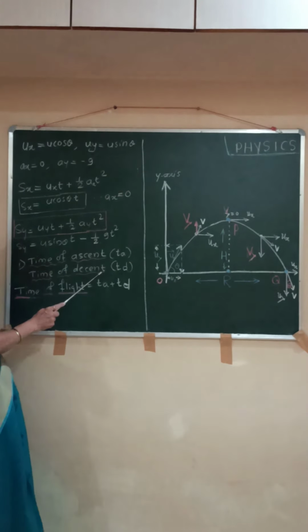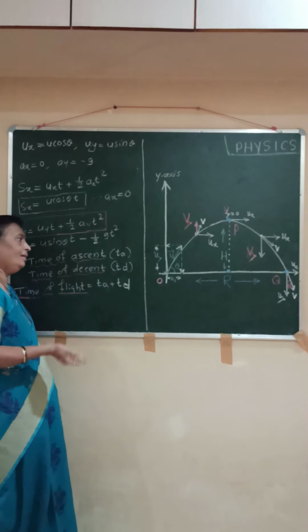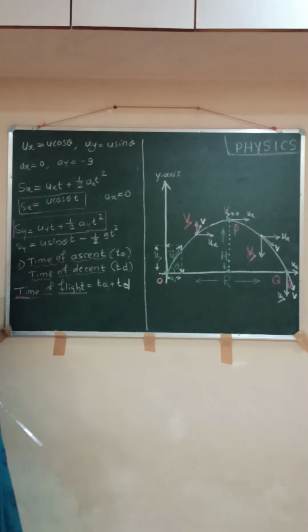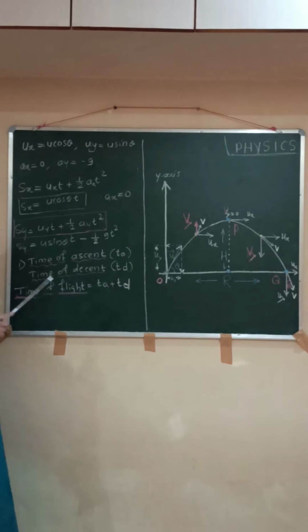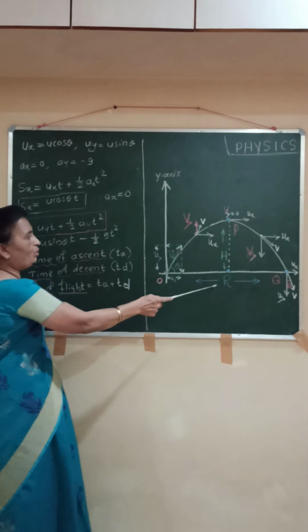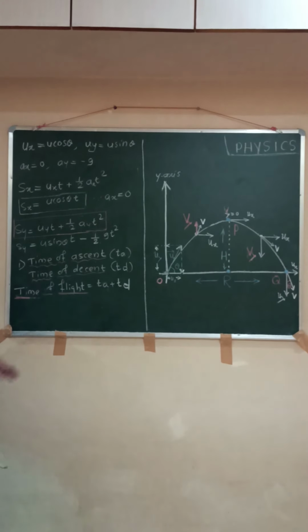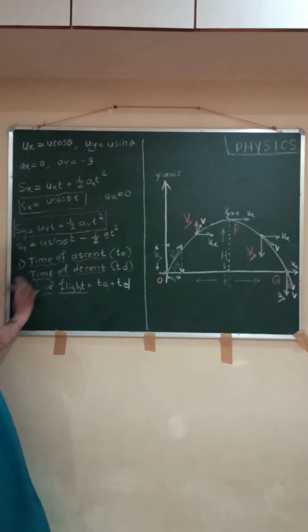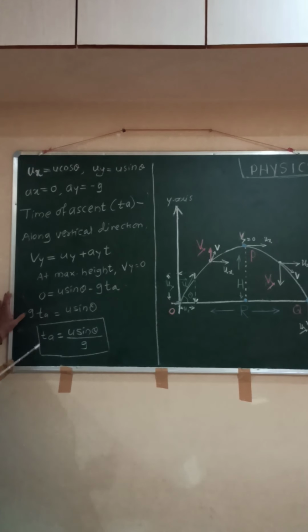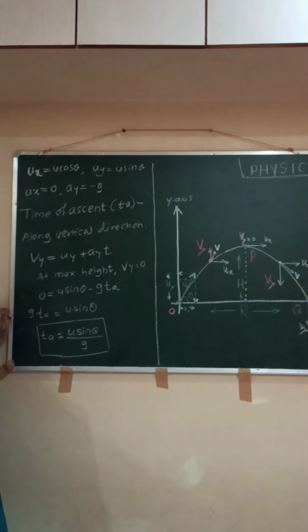What is time of descent, time of ascent, and time of flight of the projectile? We have to study first their definitions, their meaning, and then we have to obtain the formulas to find them. We can find one by one: time of ascent, time of descent, time of flight, and range of the projectile, height of the projectile. So first we consider what is the time of ascent.